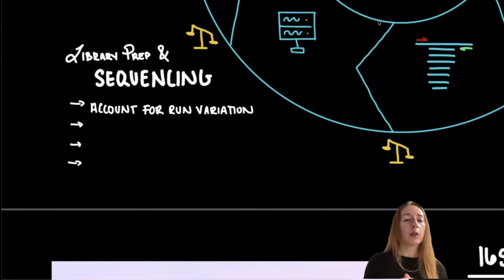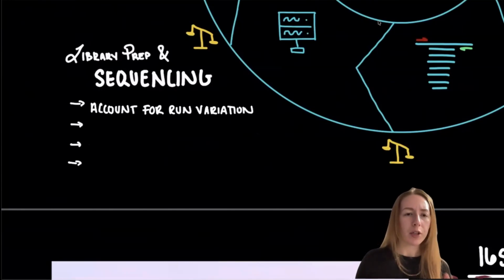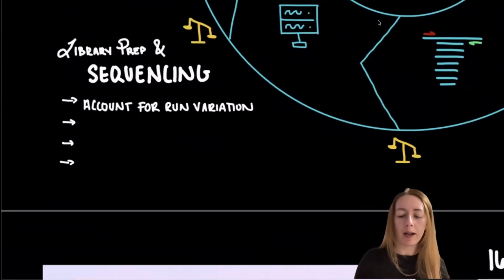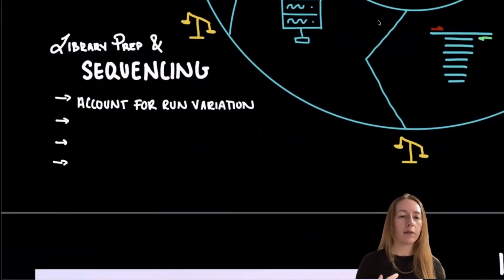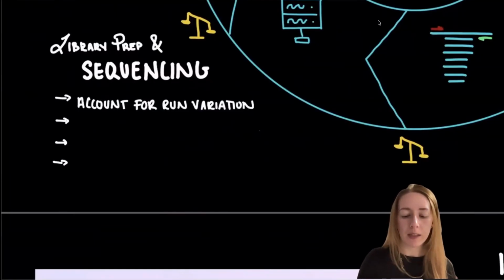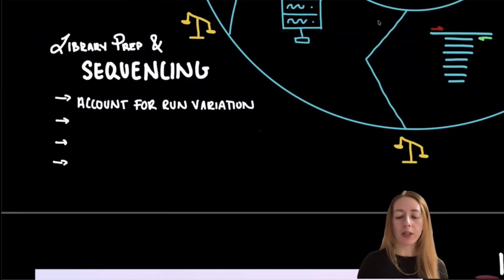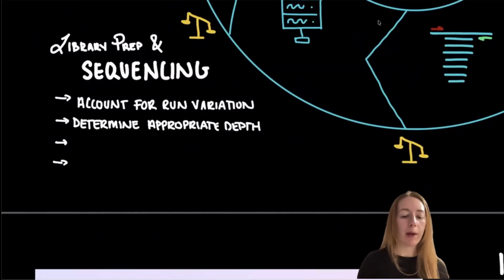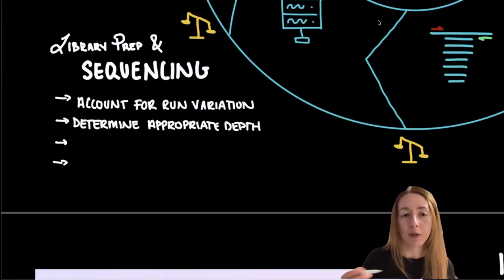Okay. Now, once we get to the sequencing step, so library preparation and sequencing, which is just preparing the pool of amplicons or PCR products from all your samples, and then sequencing, we want to account for run variation, again, that batch effect. Ideally, we'd like to put all of our samples in one batch, and then determine the appropriate depth. So if you want to really find rare taxa, you might sequence deeper and make sure that you have many, many reads. But if you're just trying to get a rough overview of what's going on in the microbiome, you might not need as much sequencing depth.